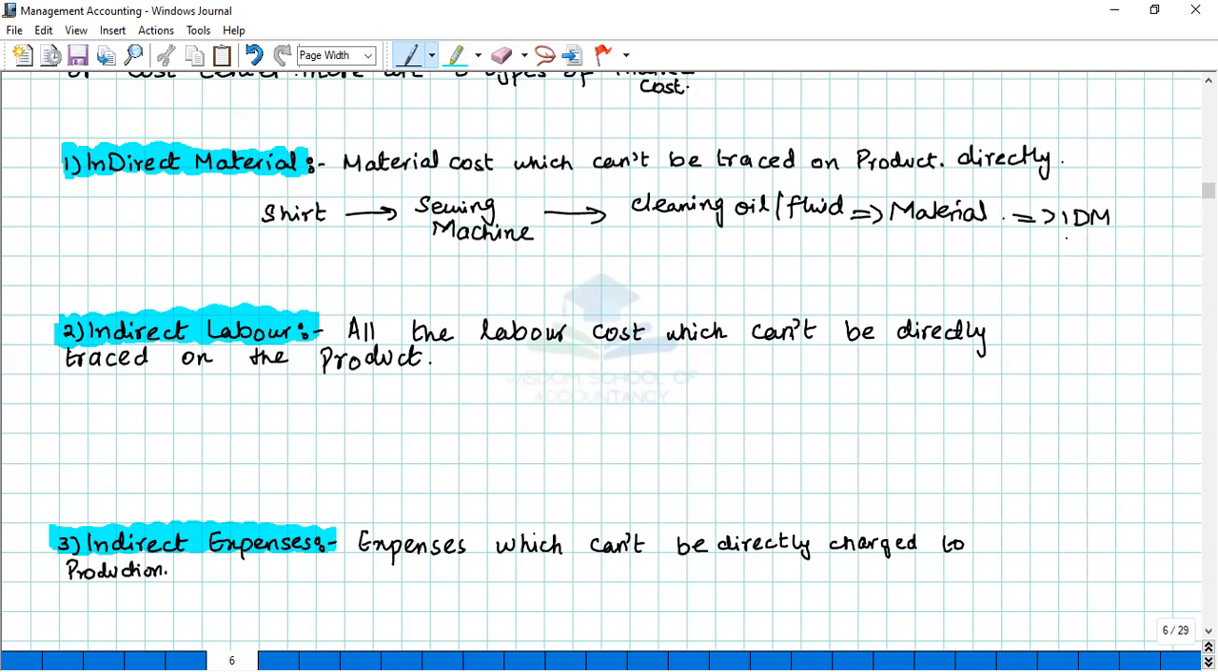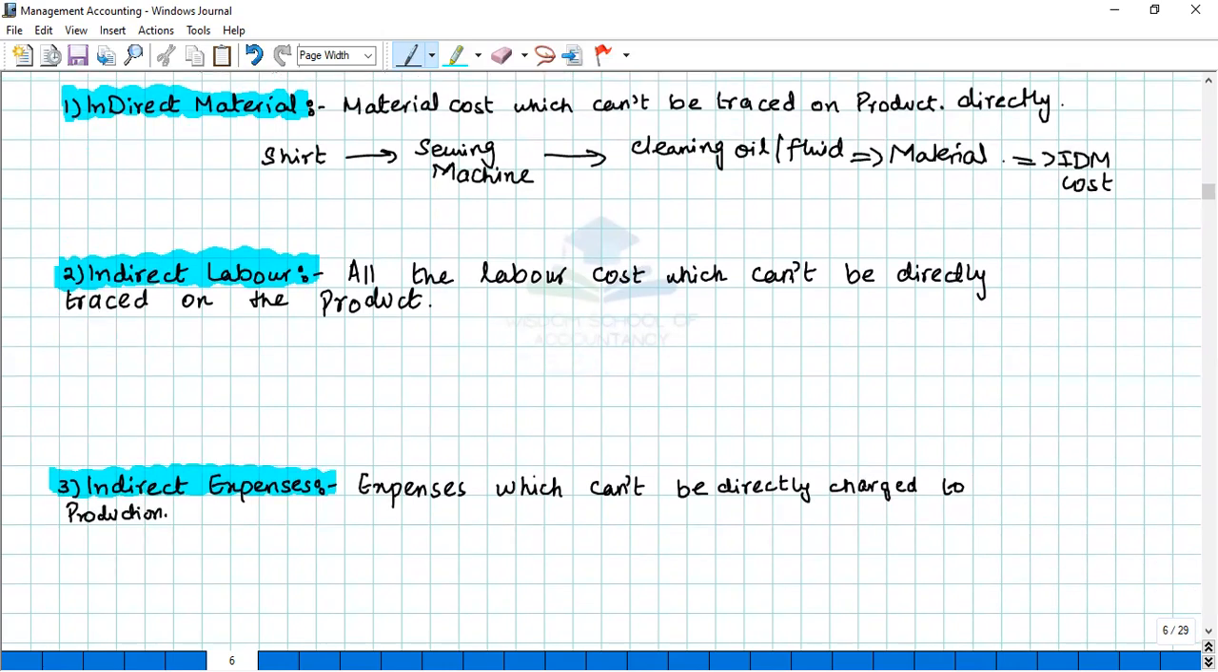Usually the example of indirect material cost will be the cleaning oil, fluid, lubricants. This is what the examiner will ask you. The indirect material cost example is simply the cleaning materials, because the rest of the materials are used in the production process, so except for them, all will be indirect material, and the cost of them will be indirect material cost.